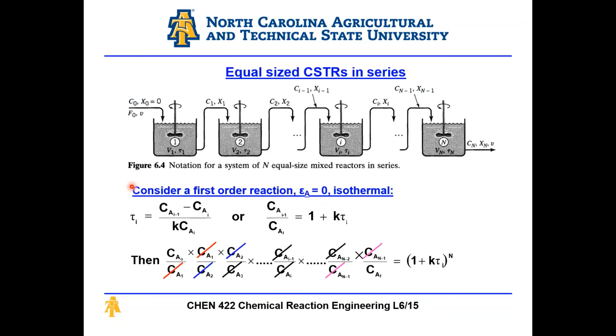Now let's have a look at the equal size CSTRs in series. Consider this case here. I have a bunch of CSTRs: 1, 2, i, all the way to n. At the first one, I have an initial concentration C naught, X naught equals 0 because nothing has happened yet, an initial molar flow rate of F naught and a volumetric flow rate of V. After the first reactor, I get C1, X1, then second reactor C2, X2, all the way to Ci, Xi, then Cn minus 1, Xn minus 1, and Cn, Xn, V.